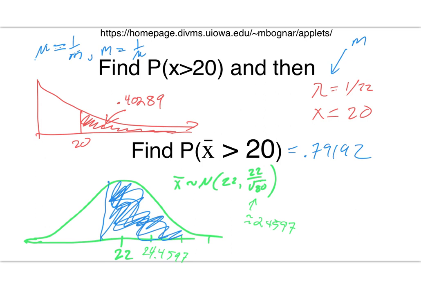So while an individual only has a 40% chance of being randomly selected and having a value greater than 20, there is a 79.192% chance that a group of 80 people will have an average over 20.